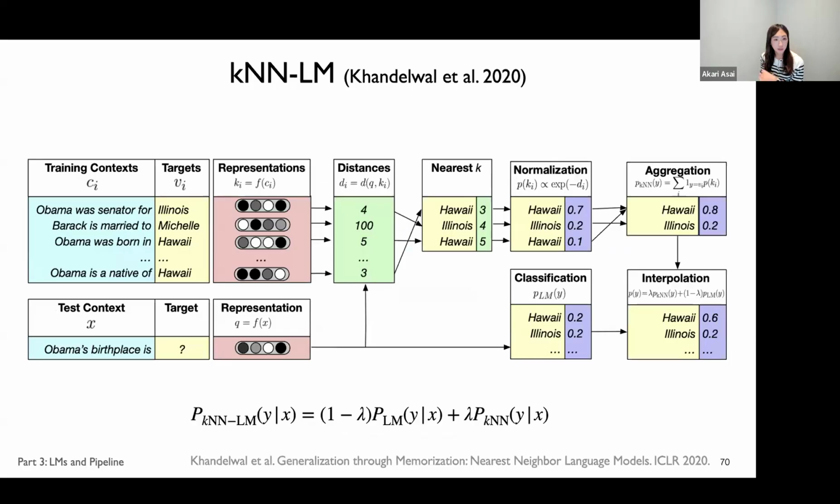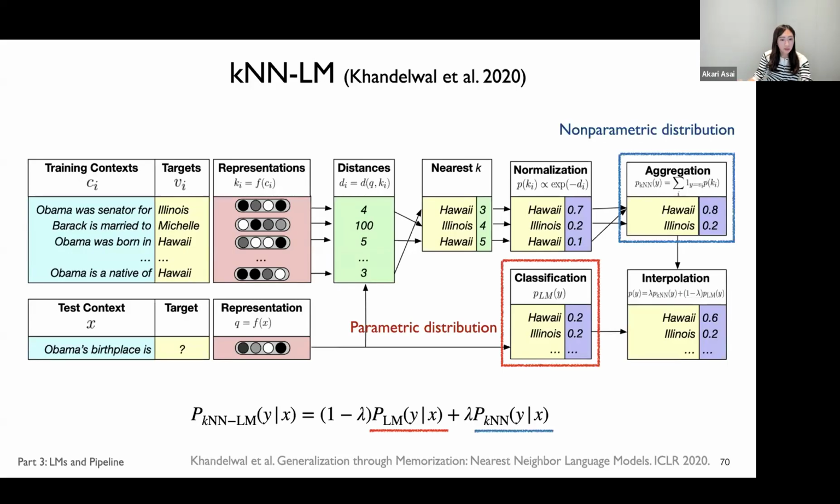kNN language models are one such approach. The core idea is to interpolate the output token distribution by taking a weighted sum of two parts. The first one is the parametric distribution, which is directly predicted by the language model as a normal language model prediction. The other is a non-parametric distribution, which we build by retrieving similar contexts from large-scale training data, measuring their similarity to the test context, and using those similarities to score the next token.